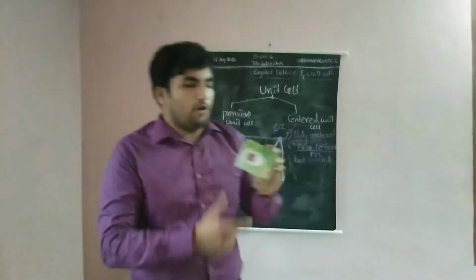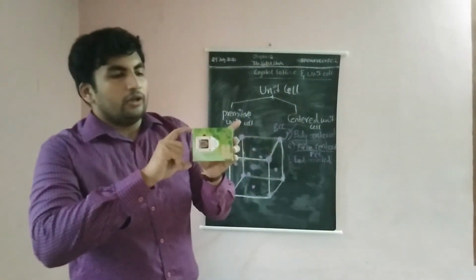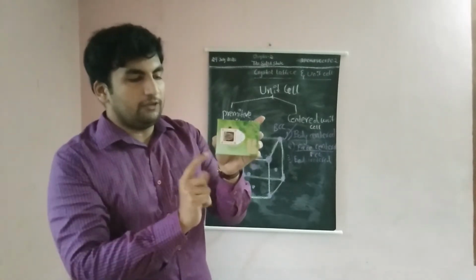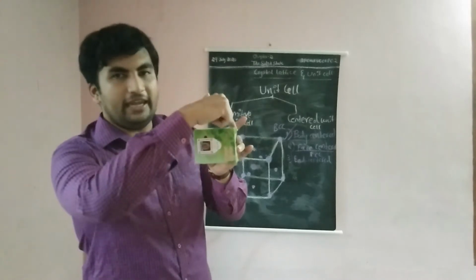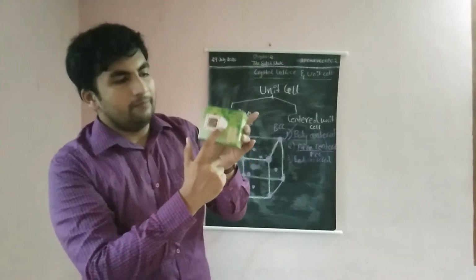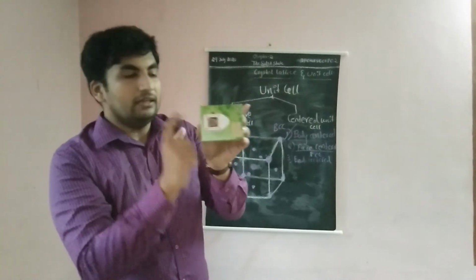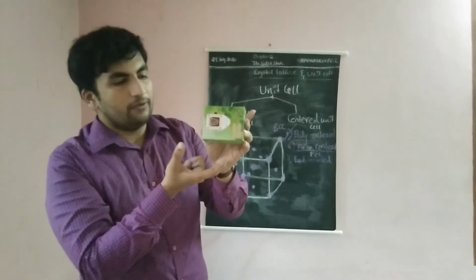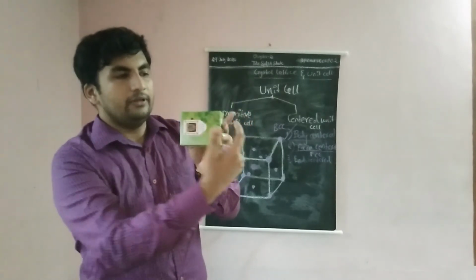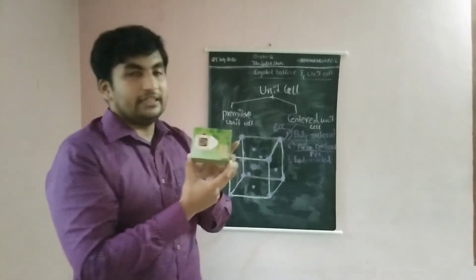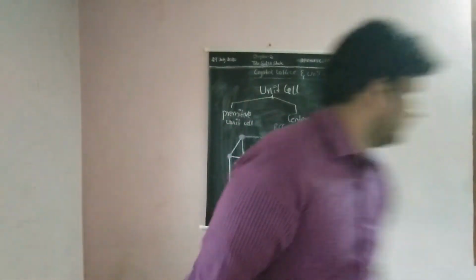If I consider the model, the corner constituent particles are there, 1, 2, 3, 4, 5, 6, 7, 8. Along with the 8, there is 1 at the front and back sides, 1, 2, 3, 4, 5, 6. A unit cell like this is a face centered unit cell.